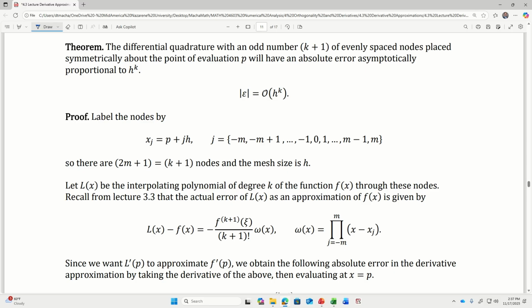All right, the next one is a proof that's a little bit more involved. We say the differential quadrature with an odd number k plus 1 of evenly spaced nodes placed symmetrically about the point of evaluation will have an absolute error asymptotically proportional to h to the power k. So this should feel like deja vu. It should feel a little bit familiar to what we did with integral quadratures back in our Newton-Cotes quadrature lecture. But there's a proof here. You label the nodes.